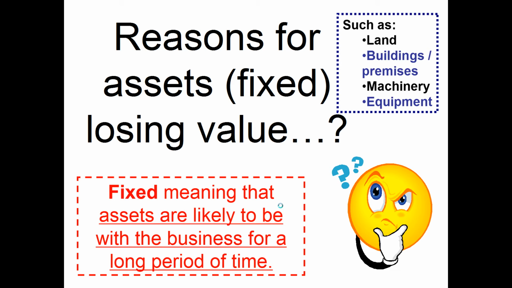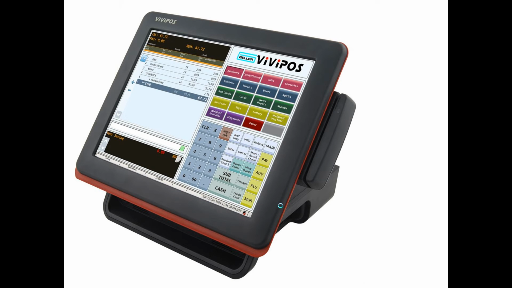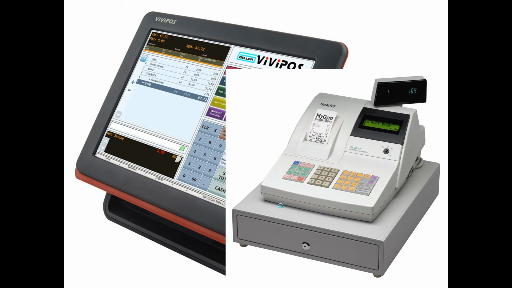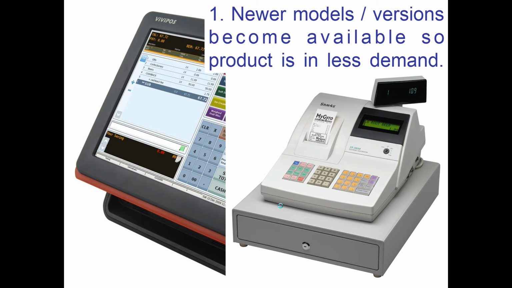Let's look at some reasons then. Here's an EPOS system, so it's some form of advanced tilling system in a retail outlet. This is the more modern version compared to something that was used, and is still used today to an extent, but is certainly less functional. So new models or versions become available, so the older product is in less demand. This top picture being the product that is in less demand, so that product will typically lose more value. We would need to depreciate more value over a period of time compared to the newer model.